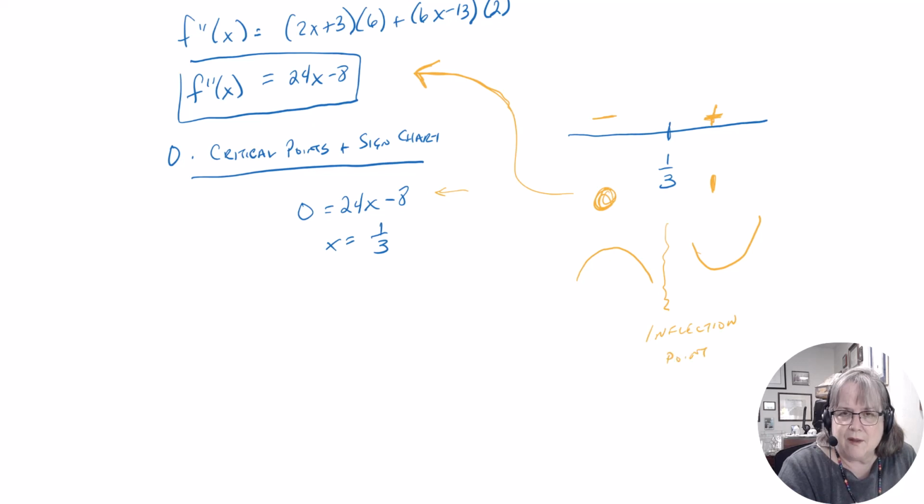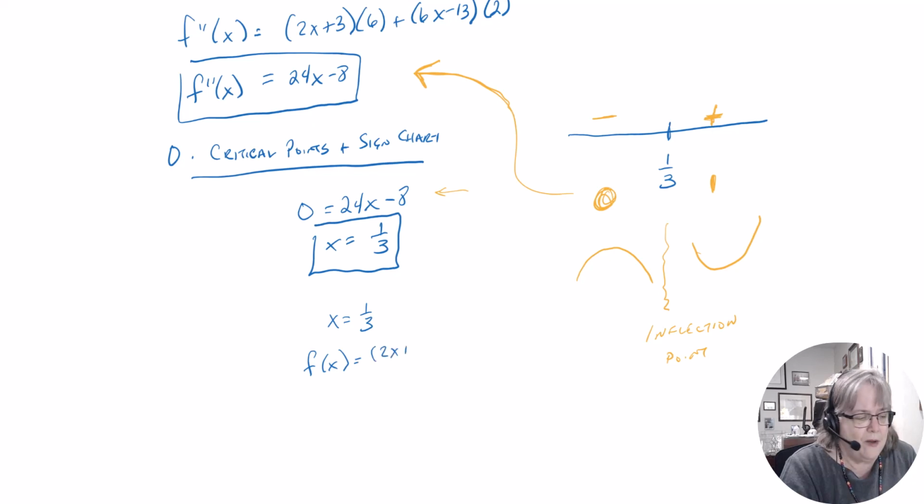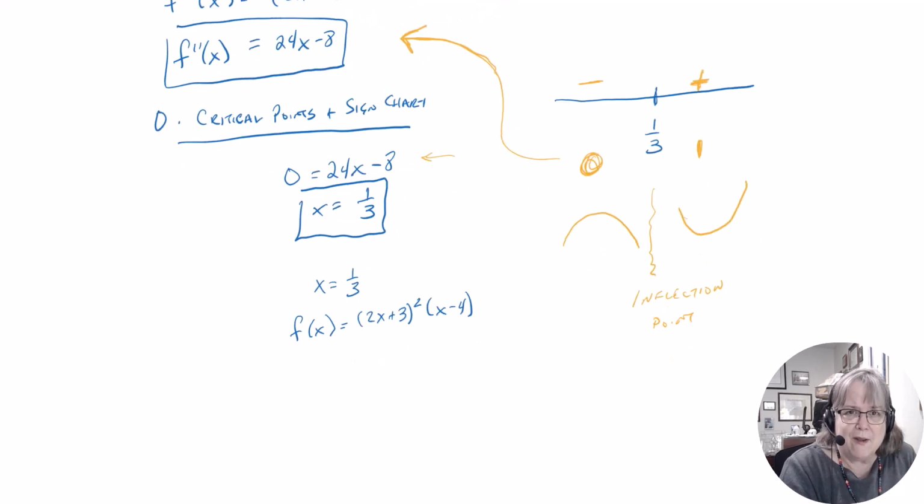If it went from concave up to concave up on the other side, there is no inflection point. Now, we're going to have to come up with this number eventually because they're asking about it. So let's go ahead and do that while we're here. If we wanted to know what the inflection point was, we would say x is equal to 1/3, and we would substitute it back into the original equation because we want a point on the curve, not a point on the second derivative curve or a point on the first derivative curve. We want it on the original curve.